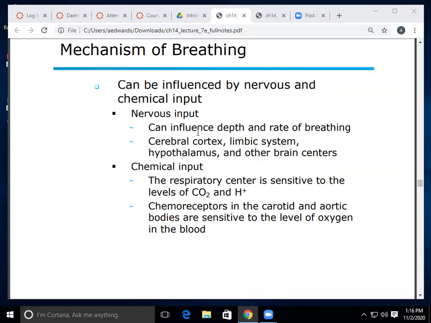You also have chemoreceptors in your carotid and aortic bodies, and they are sensitive to the level of oxygen in your blood. If you remember the carotid arteries and the aorta. So depending on the level of oxygen in that blood, it can stimulate how quickly or how slowly you breathe. If you have a high level of oxygen, you may not need to breathe as quickly, but if you have low oxygen in your blood, you're probably going to signal your body to breathe more quickly so you can get more oxygen.